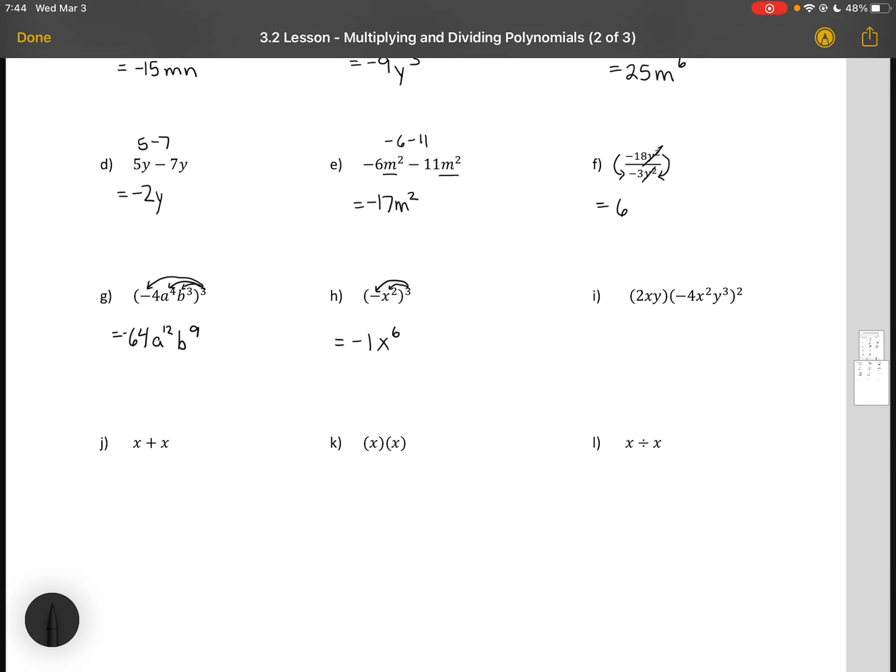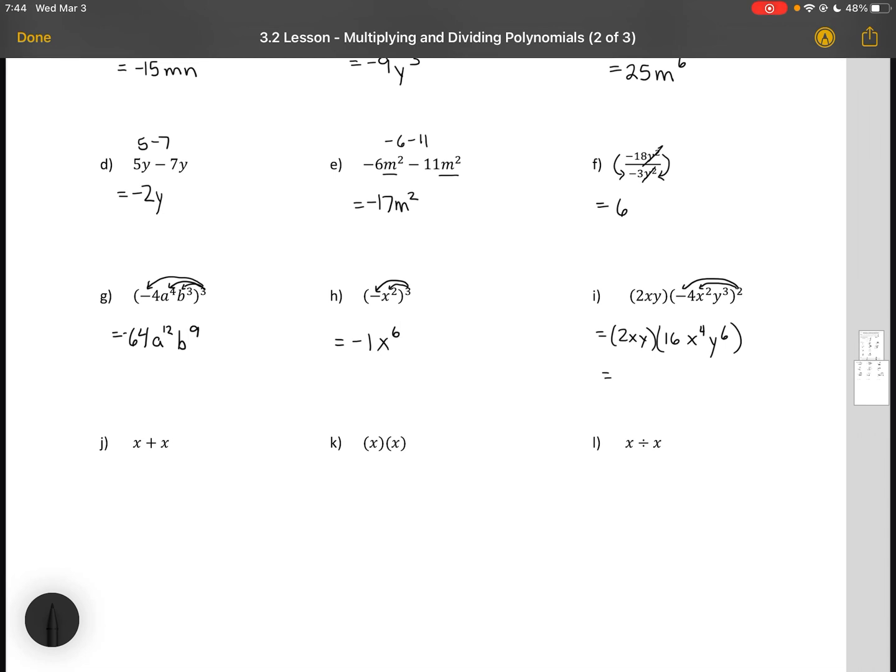Here, example I, I actually have 2 operations here. And according to BEDMAS, the first one that I have to do is the exponent. So I'm going to leave 2xy the same. I'm going to apply the 2 to the minus 4, so I get positive 16. The 2 to the x squared, which gives me x to the 4. 2 to the y cubed, which gives me y to the 6.